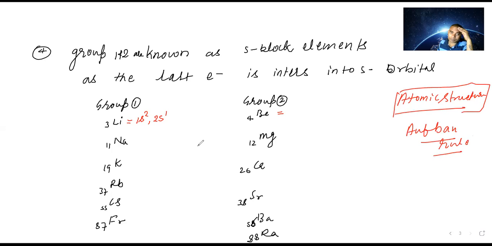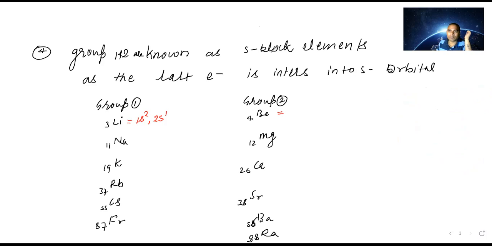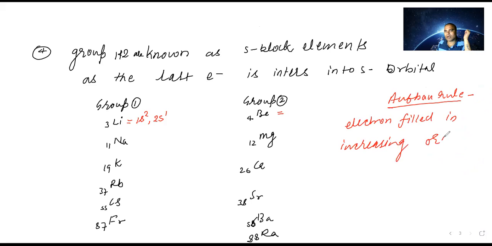Do you know the Aufbau rule? No. Okay, let us understand this a little, otherwise you will face problems later. The Aufbau rule: what is it saying? Electrons are filled in increasing order of energy of orbitals.